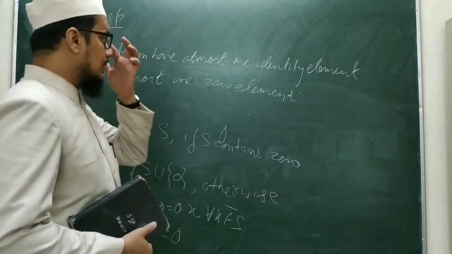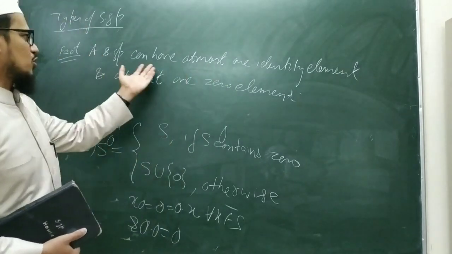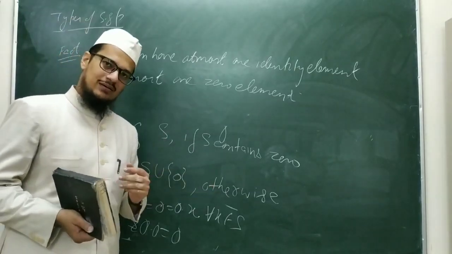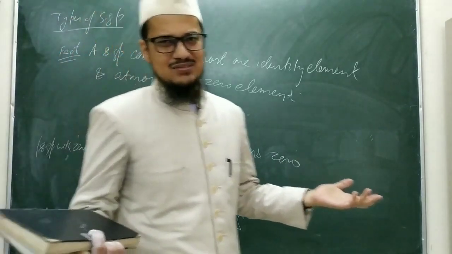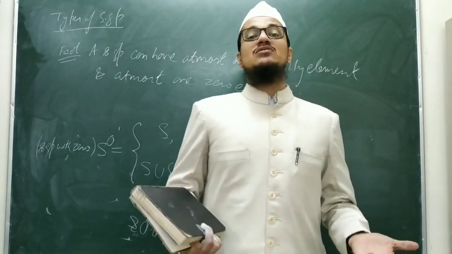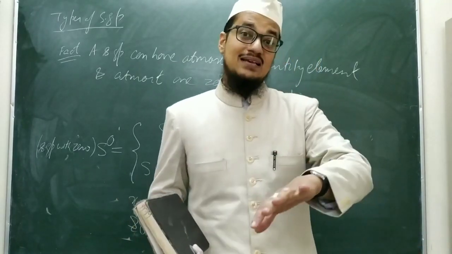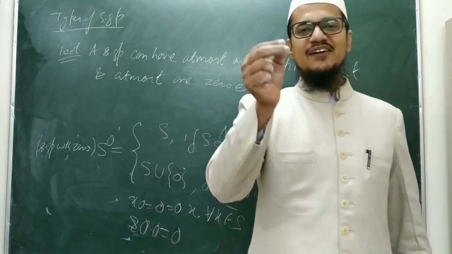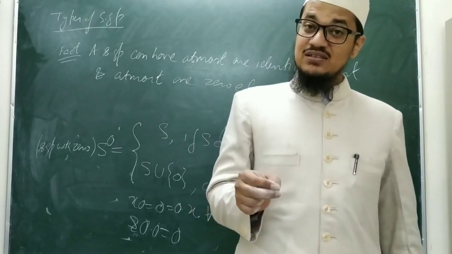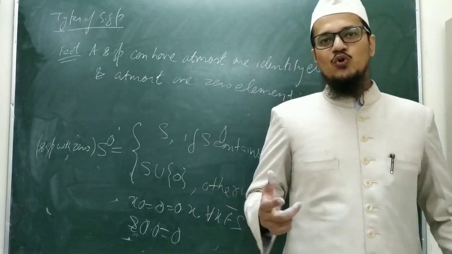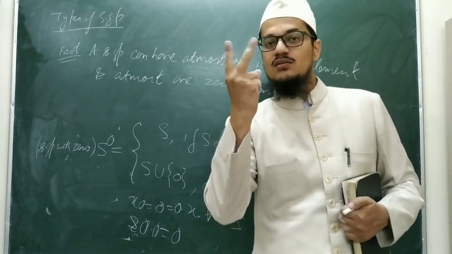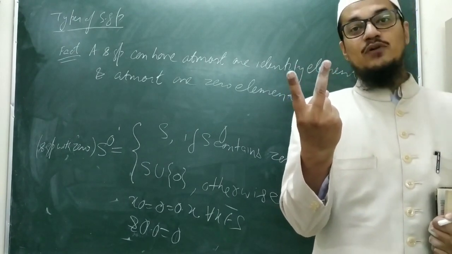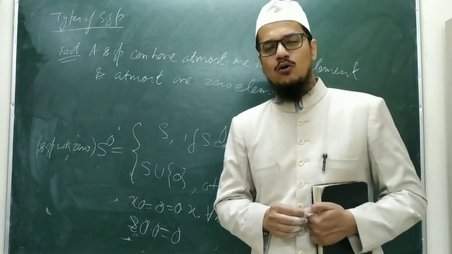You have to prove that a semigroup can have at most one identity element and at most one zero element. It means that it may be possible that a semigroup S does not contain an identity, or that it does not contain a zero element. But if it has, then it must be unique. You have to prove that if an identity exists in a semigroup, then it is unique. No semigroup can have two identities. No semigroup can have two zeros. So you have to verify this. I left it for all of you, and I hope that all of you can do it.